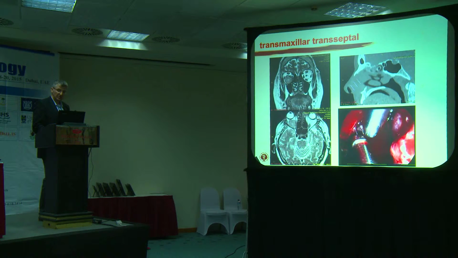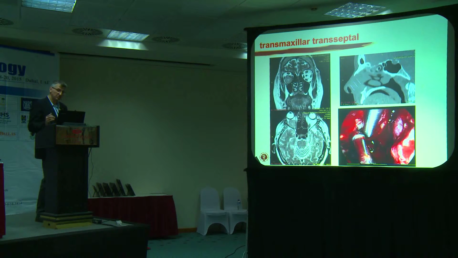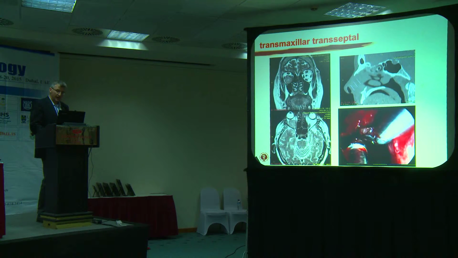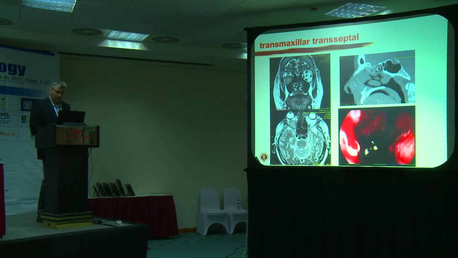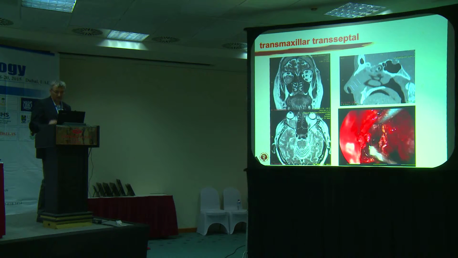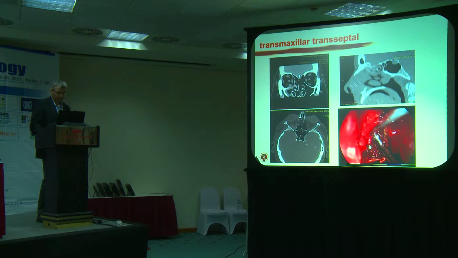We incise the periorbit. We can work manually or with the four-hand technique with an assistant, so both hands are free to manipulate inside the orbit. We can easily remove tumors which are not solid, which are semi-fluid. This is the post-operative view of this patient.